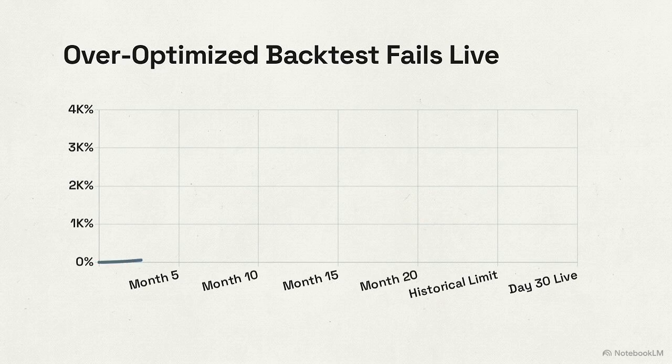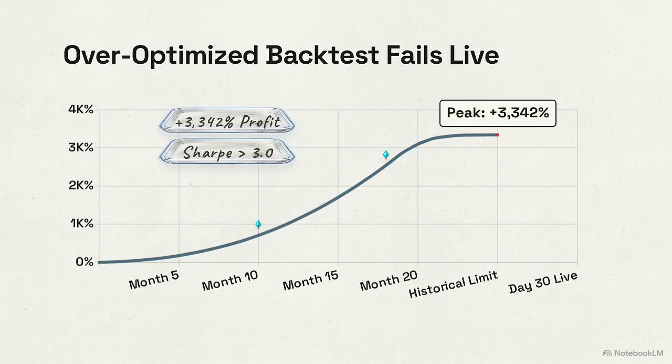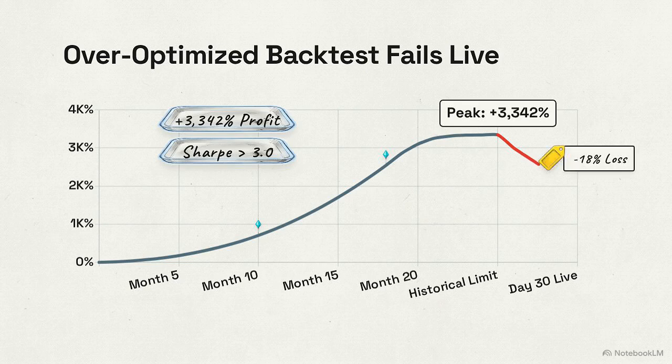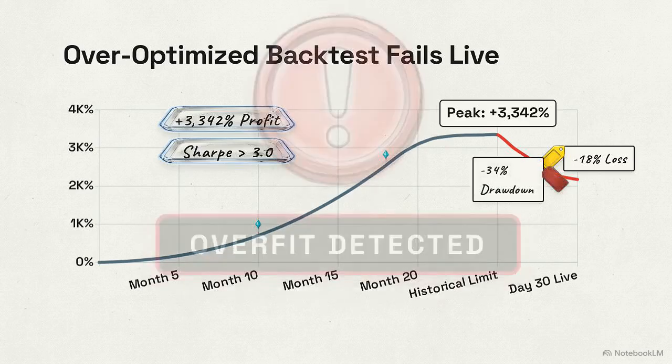This chart shows a strategy optimized with 21 parameters over 25 months. The result? 3,342% profit and a Sharpe ratio above 3.0. You launch the bot. Within 2 weeks, it loses 18% of its capital. By day 30, the drawdown hits 34%.